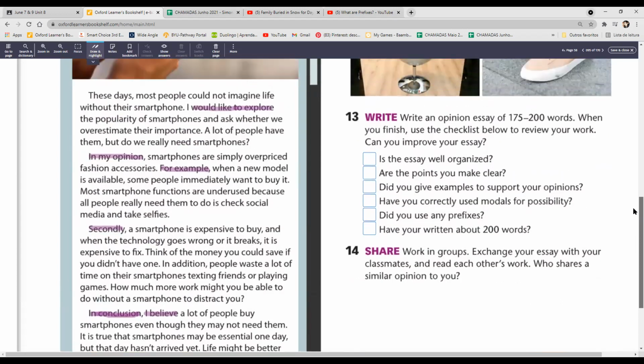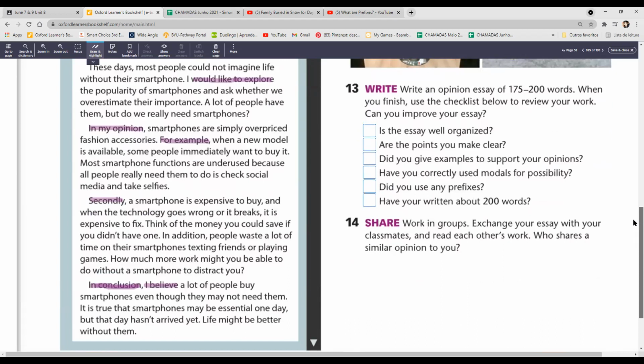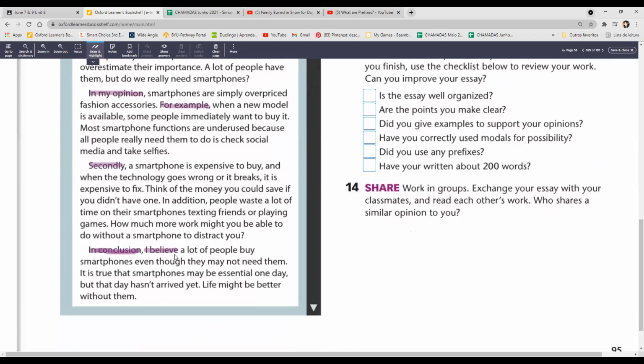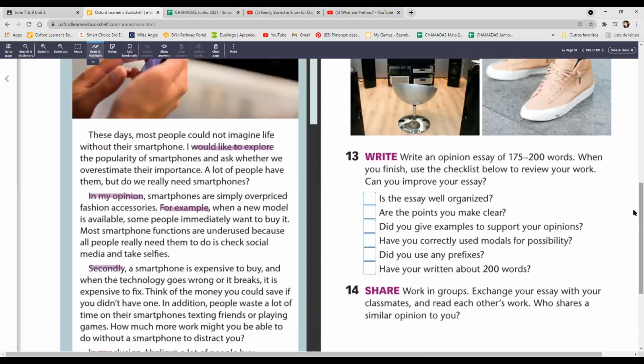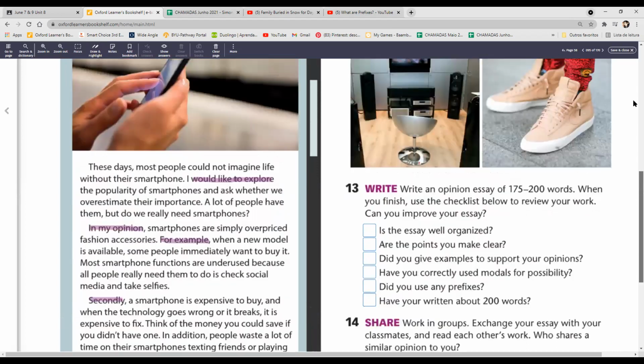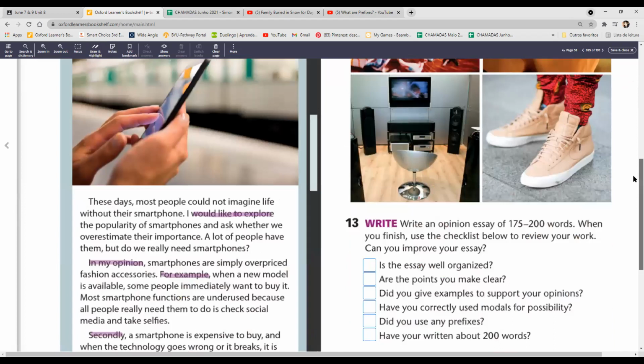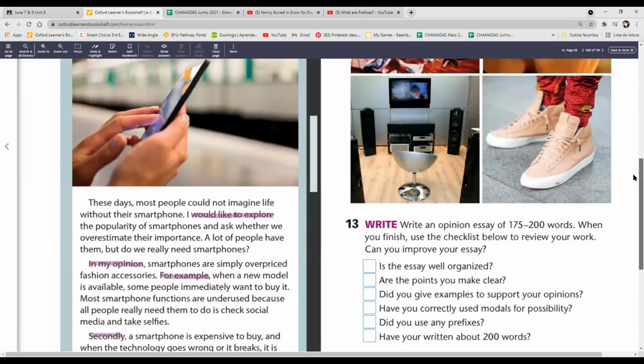That's a nice way to structure an argumentative essay. As you can see here, in the beginning they started with a general idea, then he gives his opinion, then he gives the opposite opinion, and then in the end he closes. So this is a perfect example of what we call an argumentative essay. Very nice, guys. Since our time is over, we will finish this page next class.